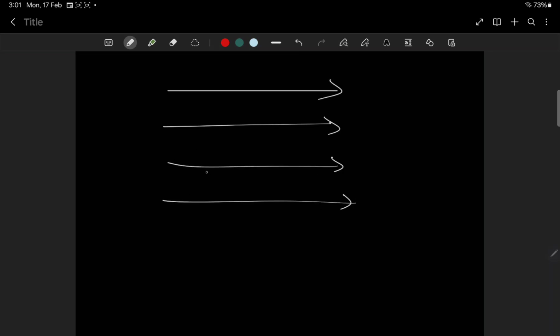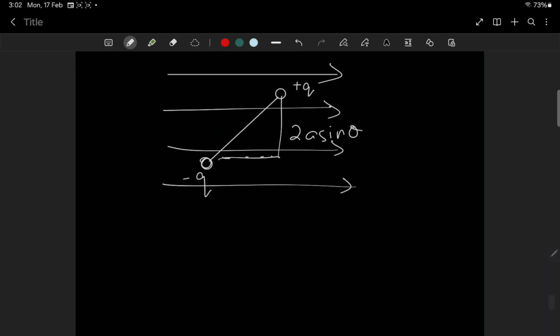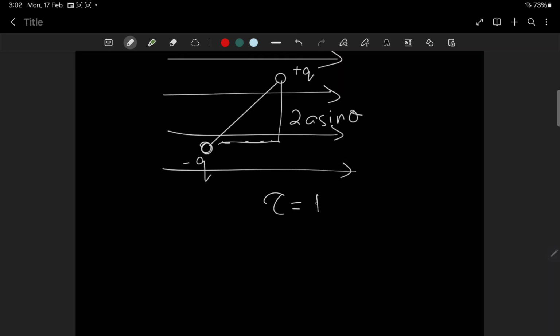So now we know one fact: if I take an external electric field and keep a dipole, plus q and minus q, here, with 2a sin theta distance, then torque is equal to P cross E. You will have seen this in the rotation chapter of class 11, I think.